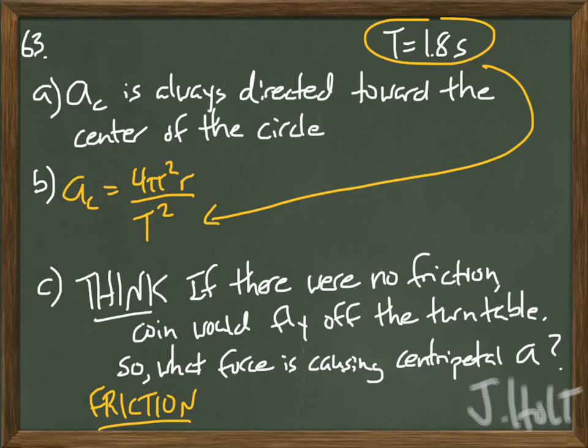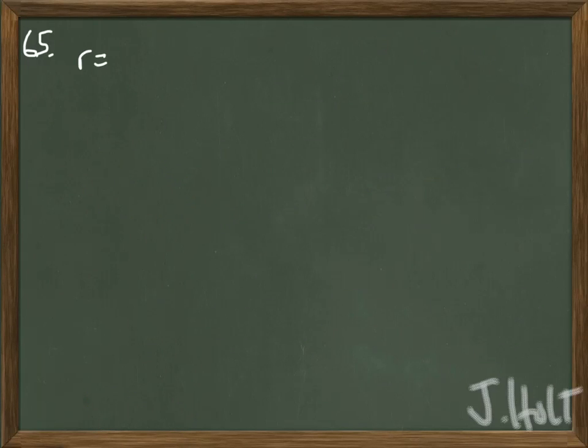Now I'll let you think about part D on your own. Where would the coin be most likely to fly off? You're going to have to look at your values for letter B to figure that out. 65, we're given the radius of a track, we're given the coefficient of friction.